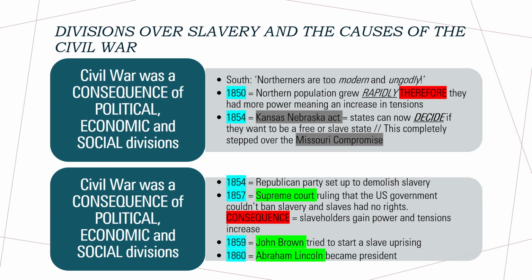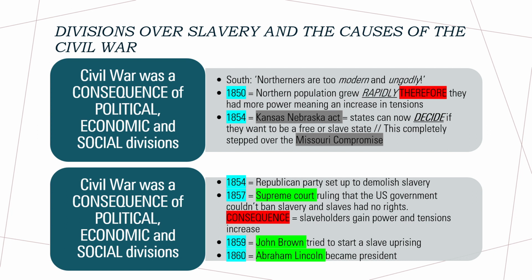There were a lot of causes of the Civil War, and it was a consequence of a lot of political, economic, and social divisions. So for starters, the South thought that Northerners were too modern and ungodly, which is quite ironic, to be honest, because the Southerners were the ones holding enslaved people, but anyway. In 1850, the northern population was growing rapidly. Therefore, they had more power, meaning an increase in tensions because the North was making more money than the South, and America's all about money. If one part's making more than the other, then there's bound to be conflict and tension.